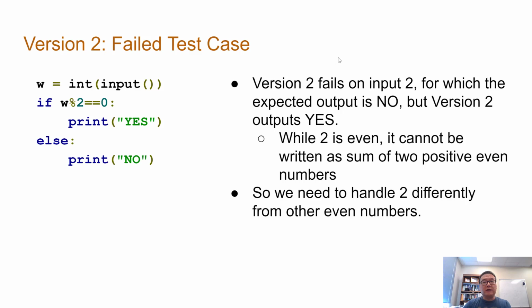If you try it, you're going to find out version 2 also fails, and this fails on input 2, because the expected answer is no, but it will output yes, because 2 is an even number. However, it cannot be written as the sum of two positive even numbers. It can be written as 0 plus 2, but we have a 0, so we cannot give a 0 to someone in this problem. So this means that we need to handle 2 differently from other even numbers.